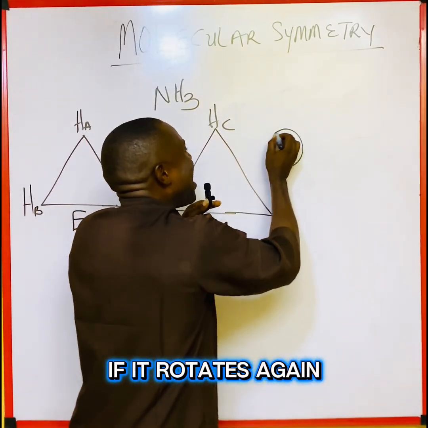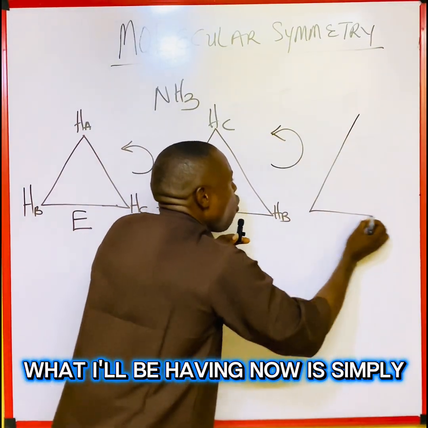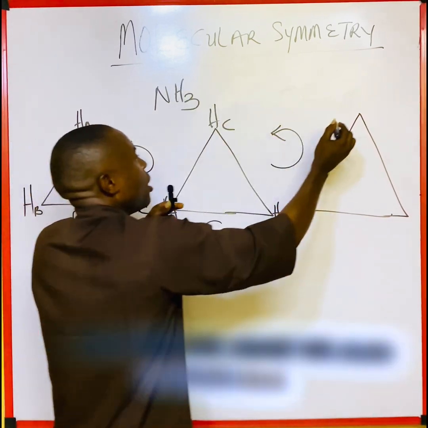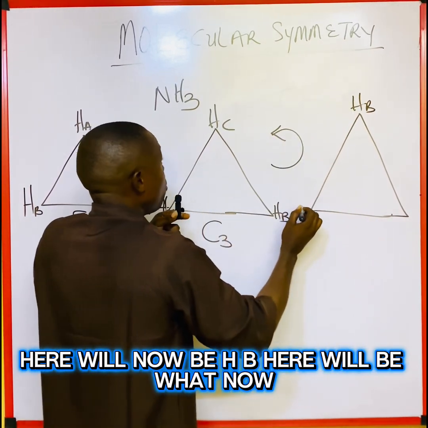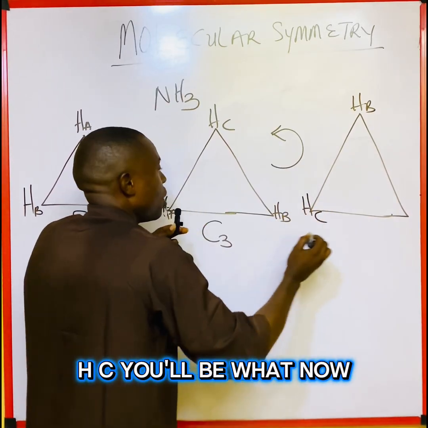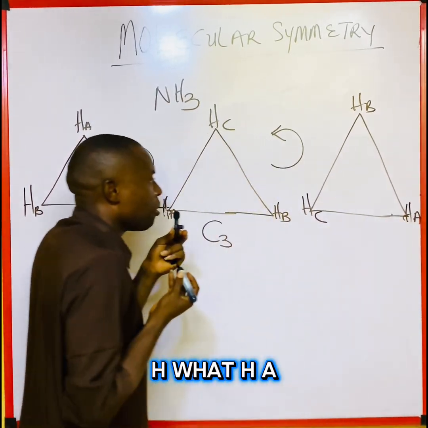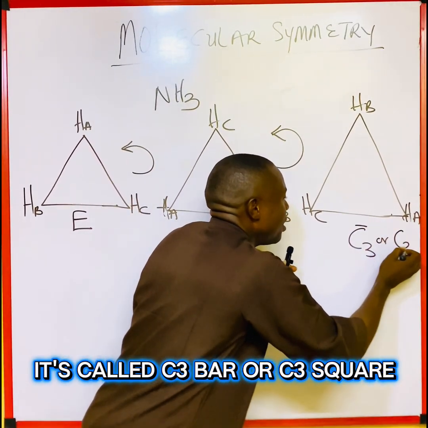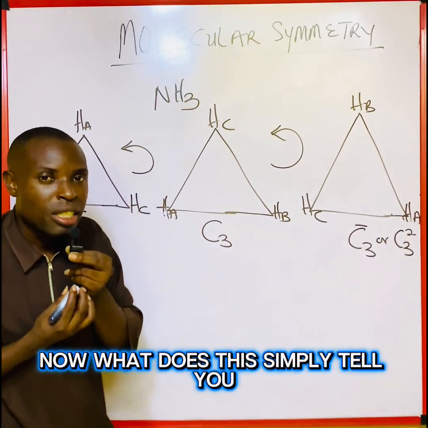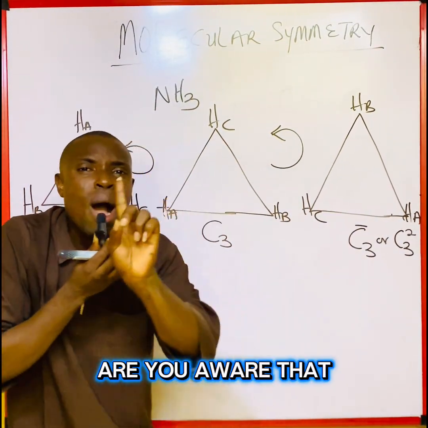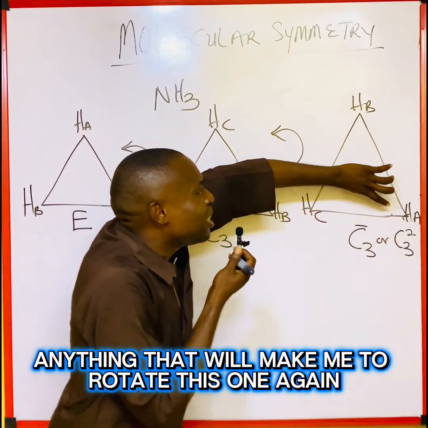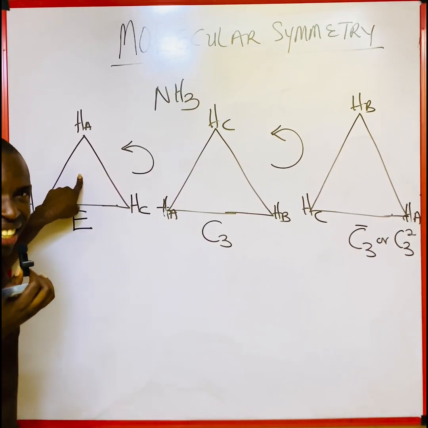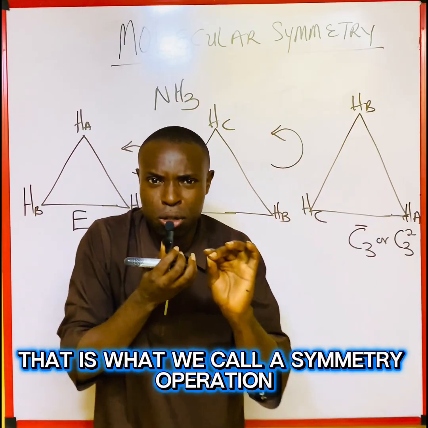If it rotates again, what I will be having now is HB here, HC here, and HA here. So this is called C3 bar or C3 square. Now, what does this simply tell you? Are you aware that anything that makes me rotate this again and get back the original identity is what we call a symmetry operation?